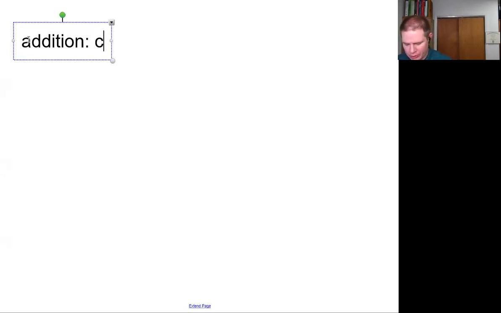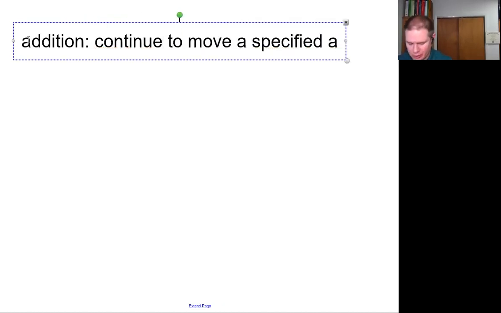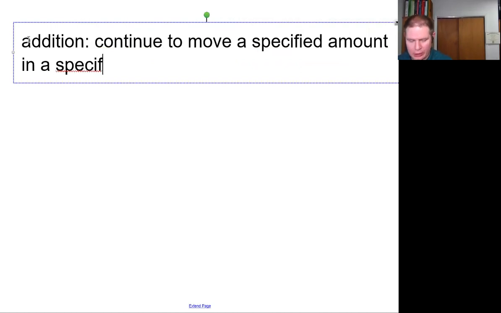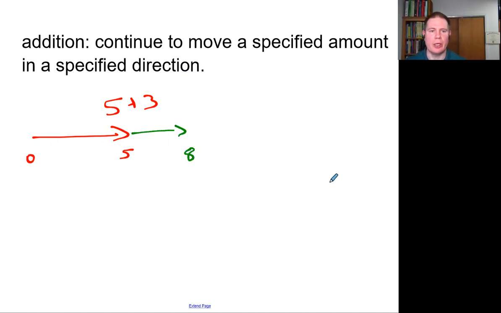Addition means continue to move a specified amount in a specified direction. And so far, that direction is always positive, right? So when we say 5 plus 3, we're moving forward 5. So from 0 to 5, and then we move and then 6, 7, 8, we end up at 8, right?